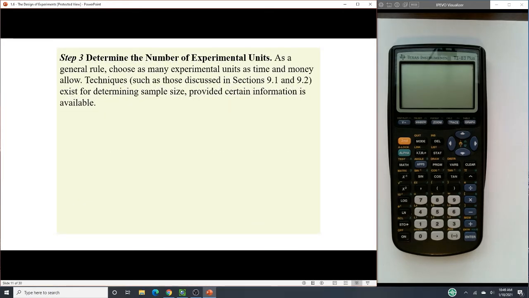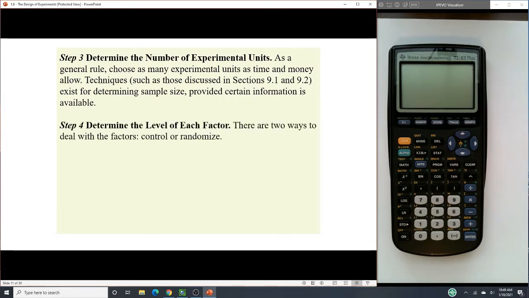Step 3, determine the number of experimental units. As a general rule, choose as many as you can. The more people or more things that you can do your experiment on, the better data you're going to get with those. And so we always look for that. We want as many as we can possibly get to fall within our time frames and all of those things. Okay. Now later on, we'll look at what we need and how to determine those sample sizes, kind of a minimum amount, but we always want to get as many as possible.